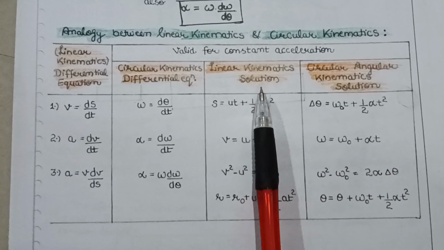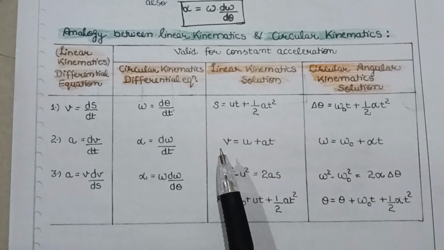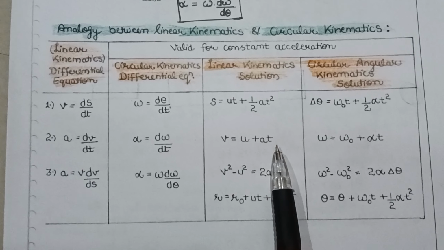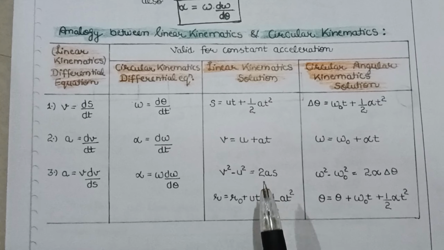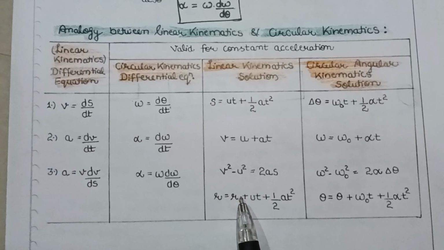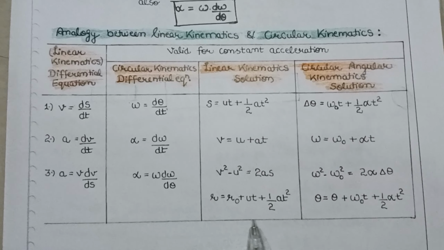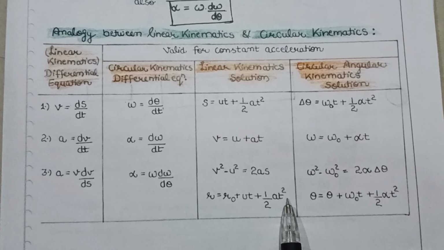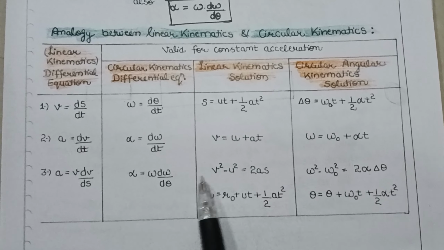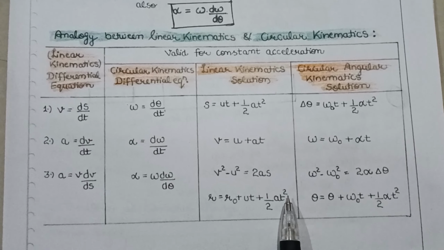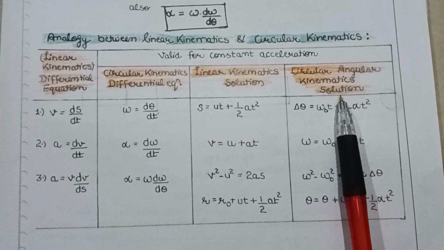Linear kinematic solution. s is equal to ut plus half at square, v is equal to u plus at, v square minus u square is equal to 2as, and r is equal to r naught plus ut plus half at square. This formula will be useful in gravity problems or throwing an object down or upwards from a cliff or a building. Circular angular kinematics solution.